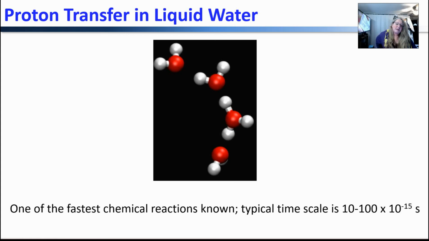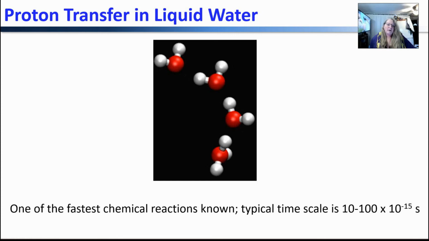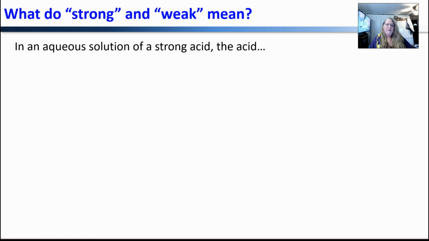And so you can see this actually happening in the graphic, where the hydrogen is bouncing, being attracted to the lone pair of electrons on the oxygen, and so there's this constant little shift going on at that scale. When I said it happens fast, the time scale is 10 to the negative 15 seconds. I don't know that you can easily wrap your brain around how fast that is, but it's a very fast reaction.